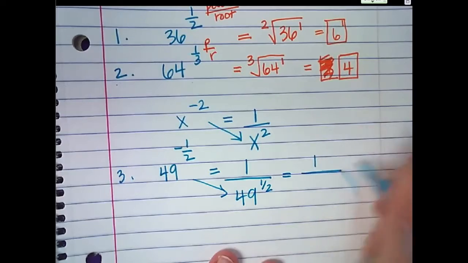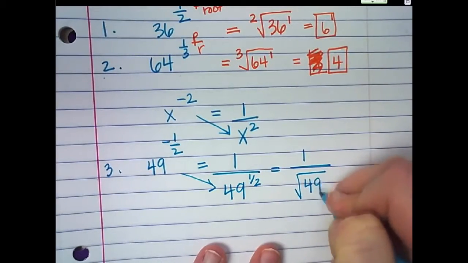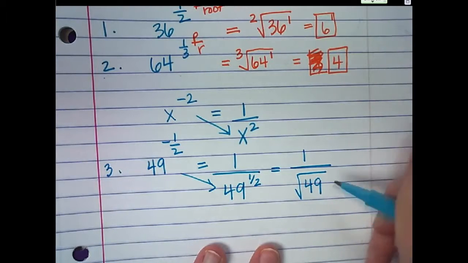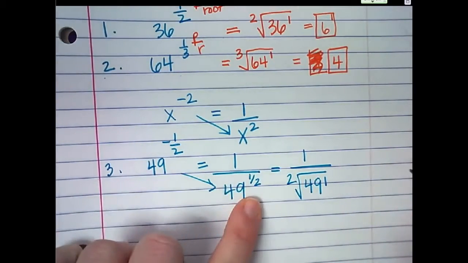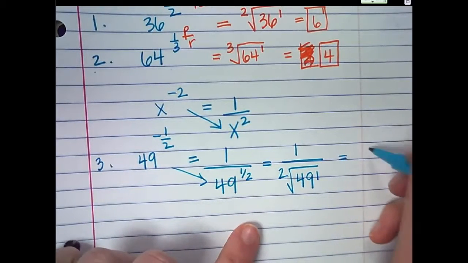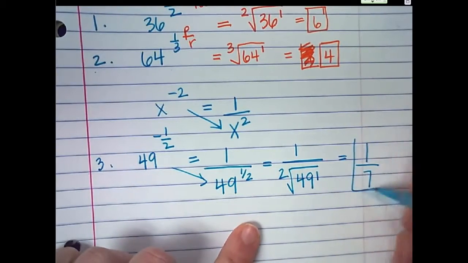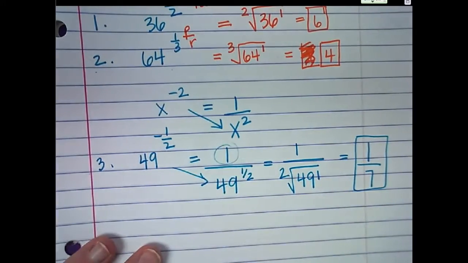Then change it to radical form. So if I put my radical and I put 49, what's my power? 1, and my root? 2. Remember, power over root. What's the square root of 49? 7. You just leave the 1.